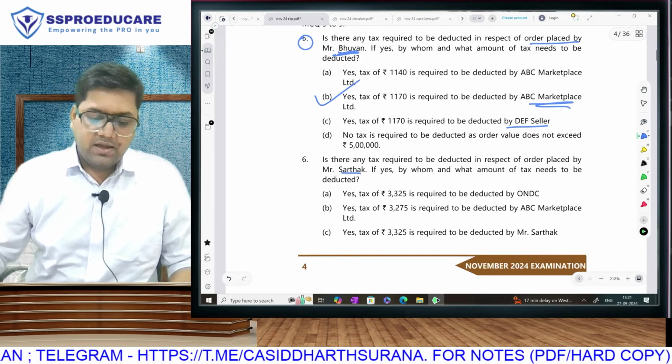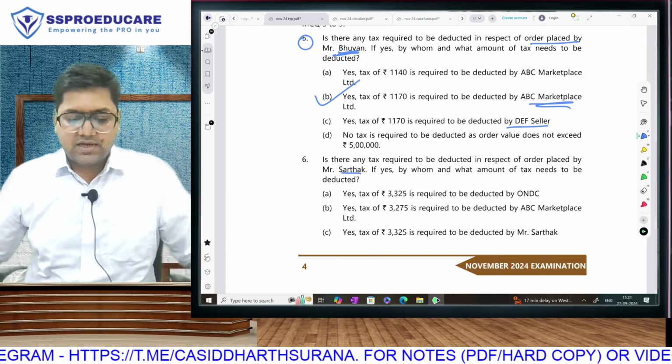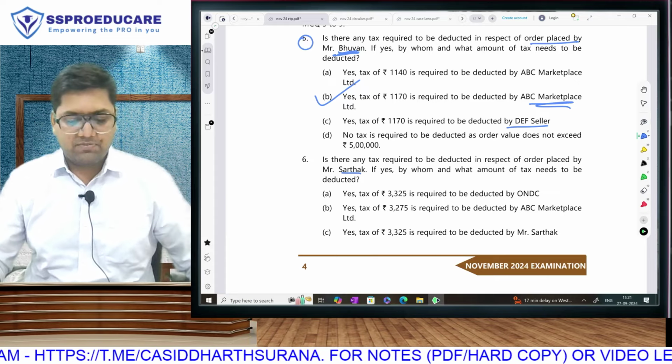Understood? Okay. Is there any tax required to be deducted in respect of order placed by Mr. Sarthak? If yes, by whom and what amount needs to be deducted?